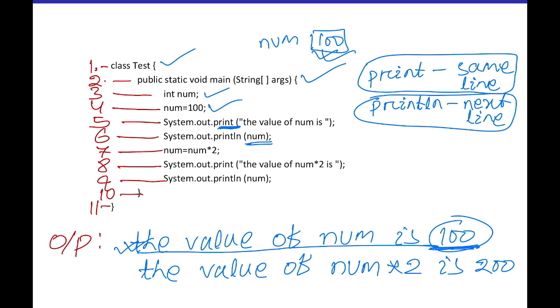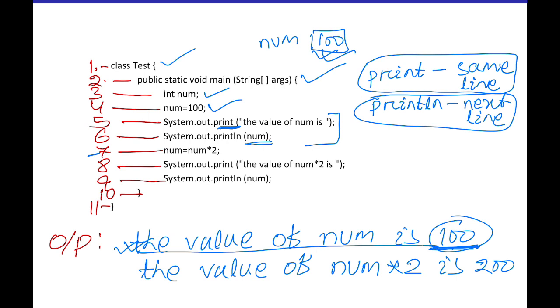So this line in the output is resulted by line number 5 and line number 6, or we can say line number 5 and line number 6 produces the value of num is 100 on the screen. Okay. Now come to the next line, that is line number 7.